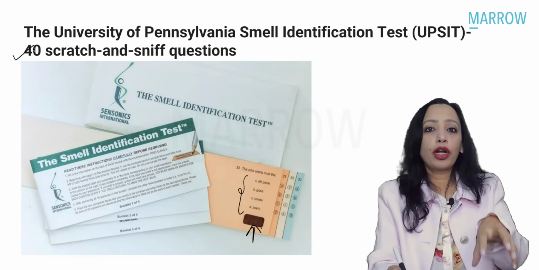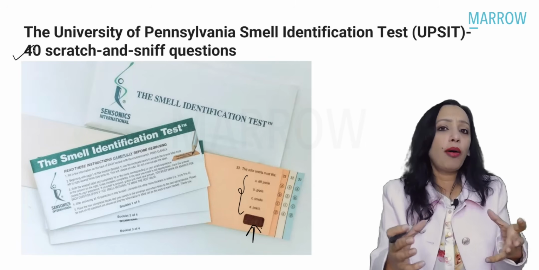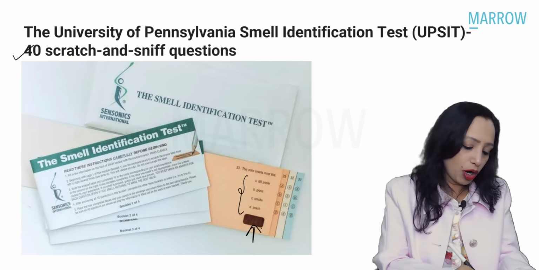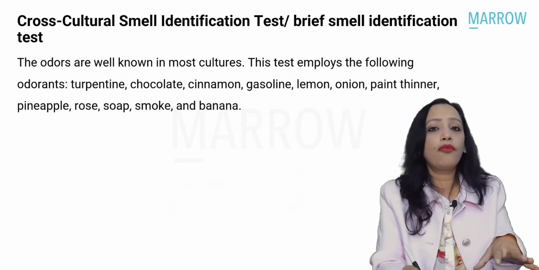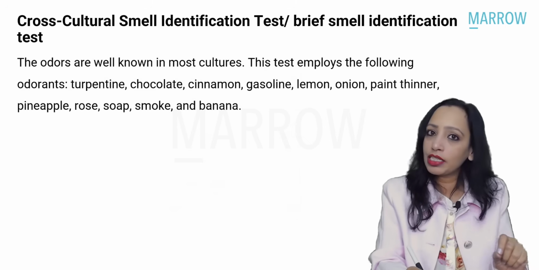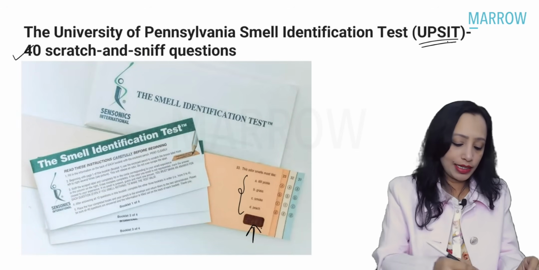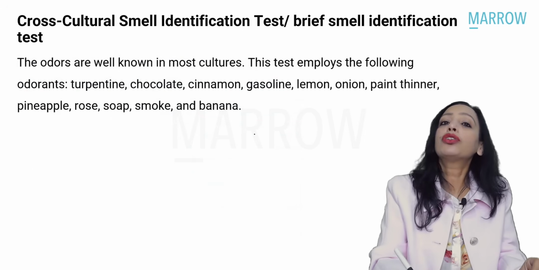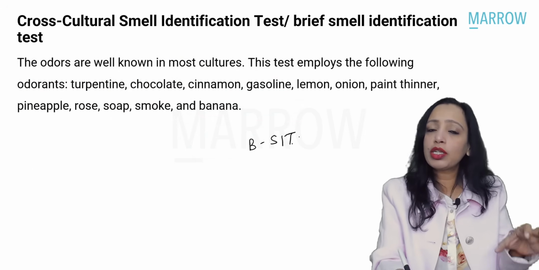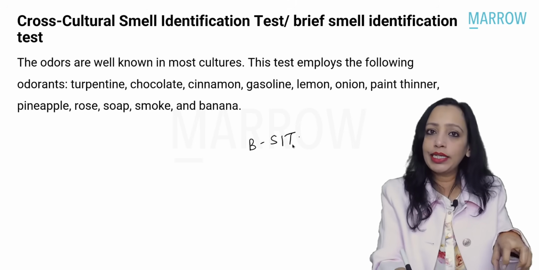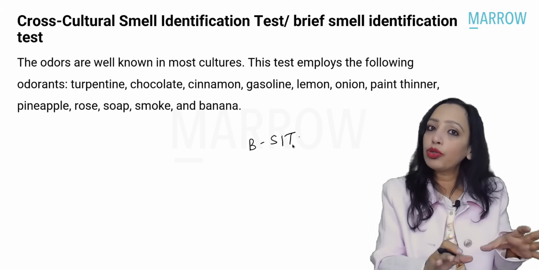Now, of this 40, if we take around 12, which are very common in most of the cultures, that is what is known as the cross-cultural smell identification test. That is a part of the University of Pennsylvania smell identification test, and in short form is also known as UPSIT. SIT is smell identification test. And this is also known as BSIT. BSIT is brief smell identification test. Only 12 out of the 40 are selected here, which are the most common smells which anybody in different cultures will be able to identify.